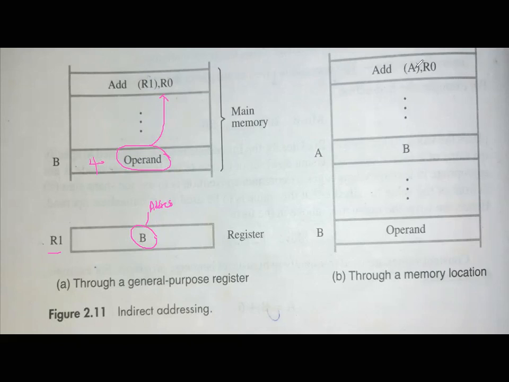Like indirect addressing mode, whatever the value of A we have should be considered as the effective address. So where we have A, we have it here. What is the content of A? B, exactly. So B should be considered as an address. Where do we have B? Here we have B. What is the value residing in B? This is the value residing in B, the operand. So this should be added with R0, through a memory location. This is how it works. Okay, fine.